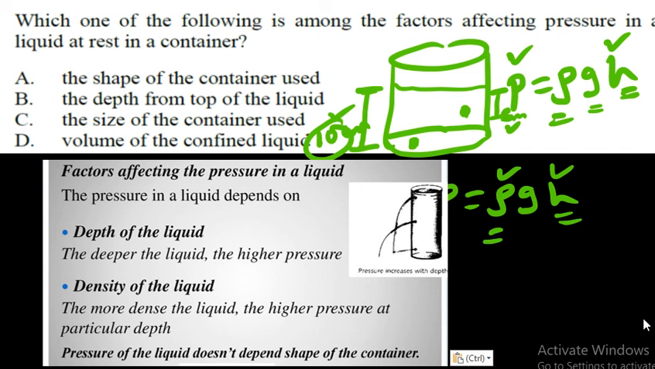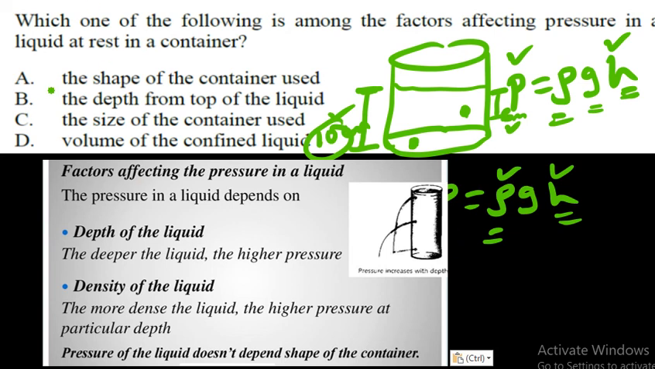If you see this statement, it says factors affecting the pressure in a liquid. The pressure in a liquid depends on the depth of the liquid. The deeper the liquid, the higher the pressure. The second one is the density of the liquid. The more dense the liquid, the higher the pressure at particular depths. The shape of the container doesn't affect, either a thinner container or a wider one, it doesn't matter.